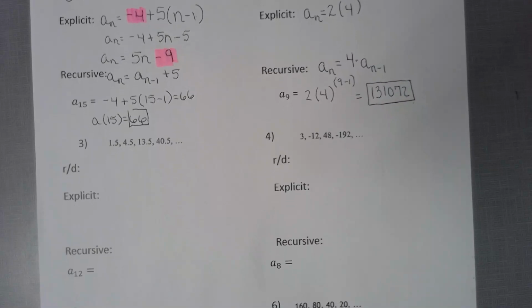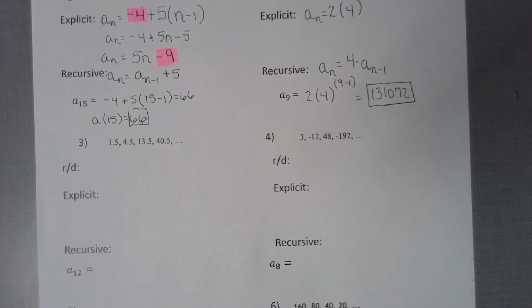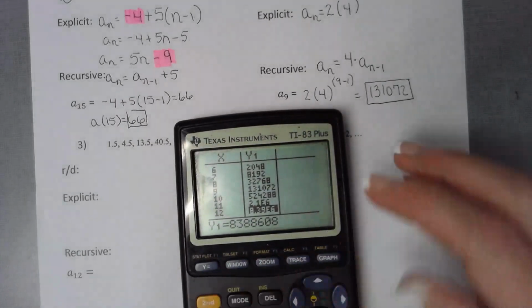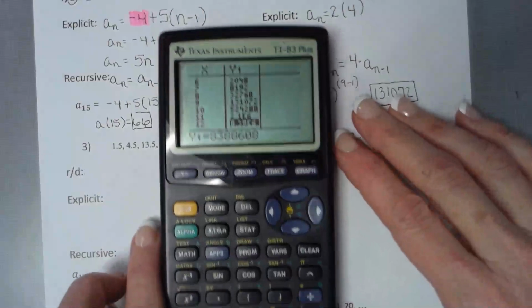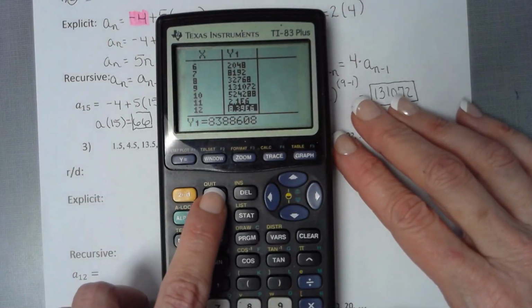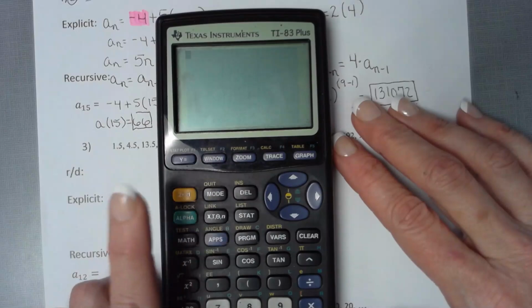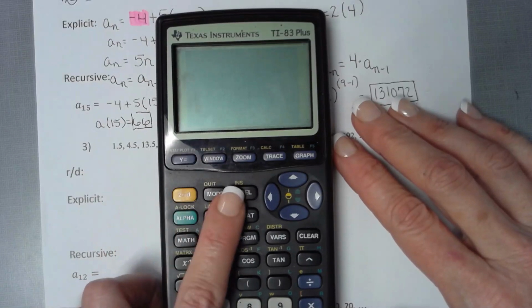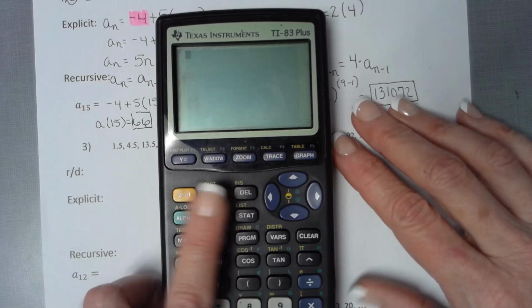Number 3. I need my pattern. And it's not obvious. So we've got some tricks to check our pattern. What can I do to check my pattern? Oh, first of all, guys, if you need to get out of this table, you use the quit button. Second quit to get out of that table.